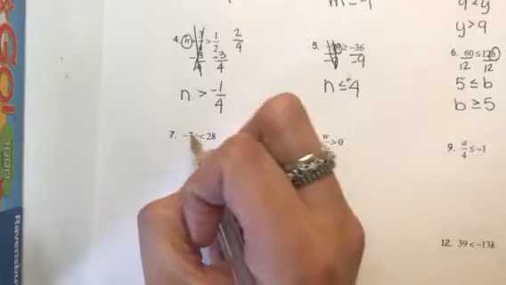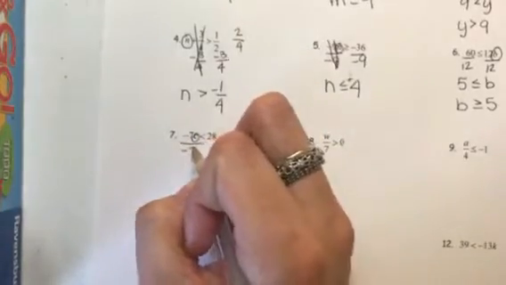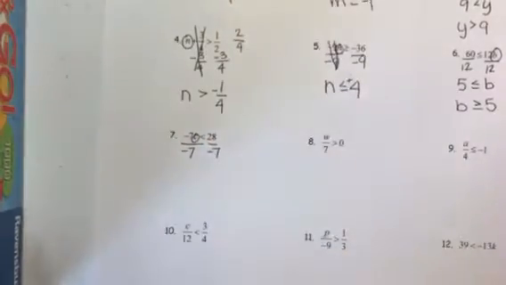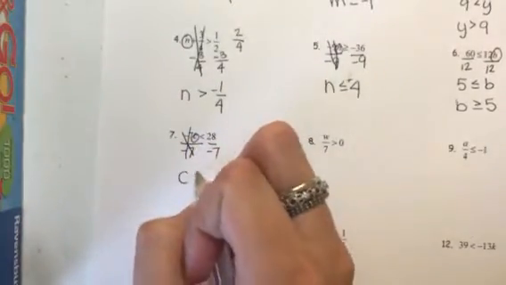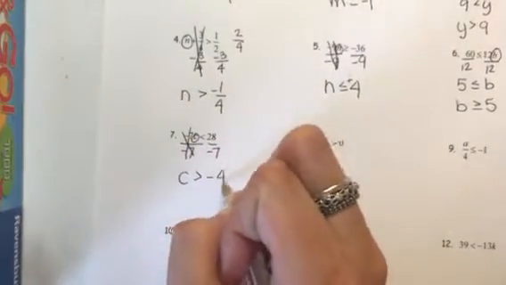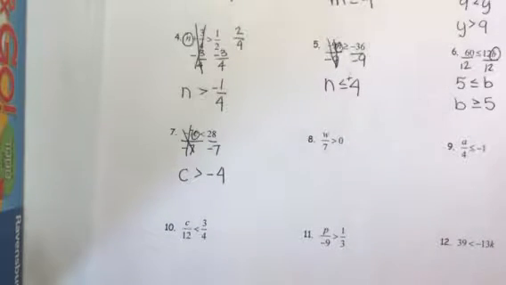Number seven, to get c by itself, we are going to undo multiplication with division. We are dividing by a -7, so that is a reason to flip the sign, and we will get c is greater than -4.